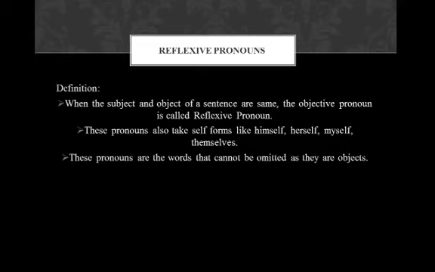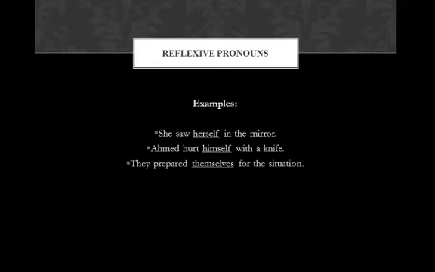Here are some examples of reflexive pronouns. She saw herself in the mirror. Ahmed hurt himself with a knife. They prepared themselves for the situation. So in all these examples, the self form is used after the verb. So they are objects. They cannot be omitted from the statement. She saw in the mirror. Ahmed hurt with a knife. They prepared for the situation. So these statements are missing the object. So we have to put an object in these statements to get the clear concept.